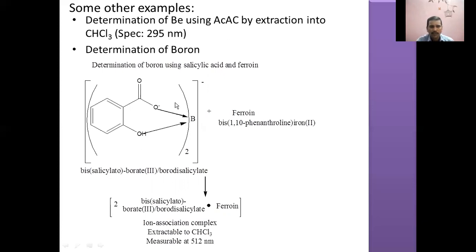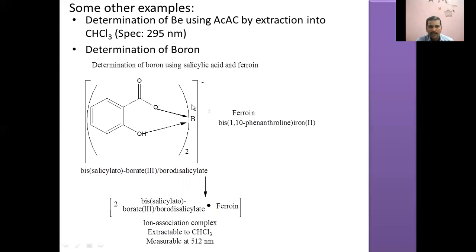We know a general chemical reaction between boron and salicylic acid. 2 moles of salicylic acid will react with boron. Boron is trivalent and pentavalent. Here, trivalent boron reacts with salicylic acid to form a complex, and the residual charge is -1. So this is bis salicylatoborate 3, or borodisalicylate. 2 moles of salicylic acid reacted with boron in order to form 1 mole of borodisalicylate. This is not neutral. This is negatively charged.